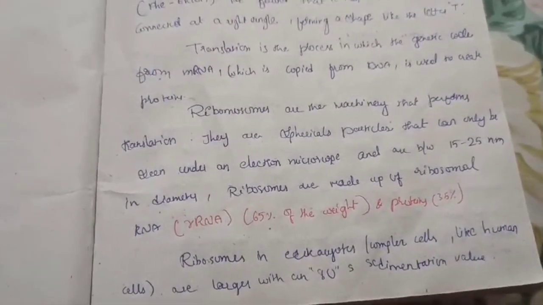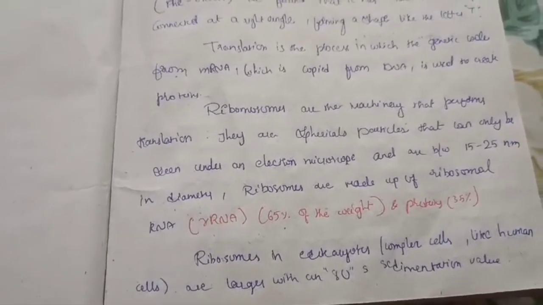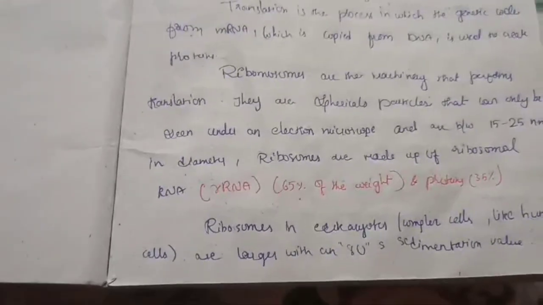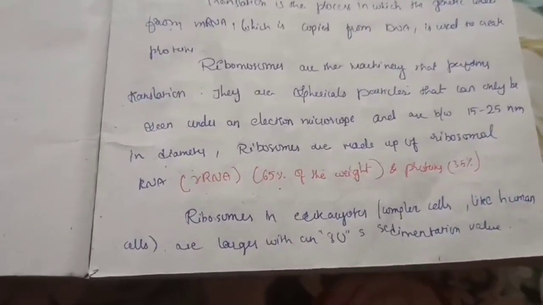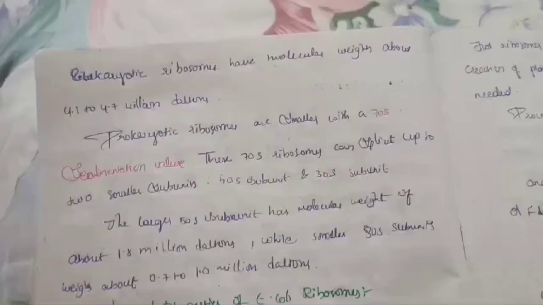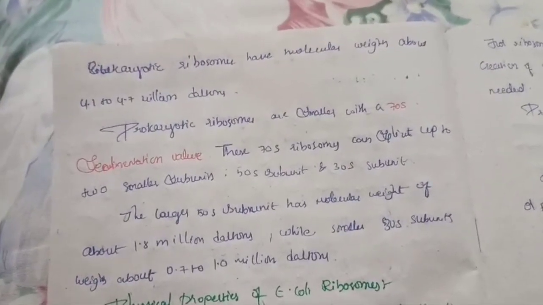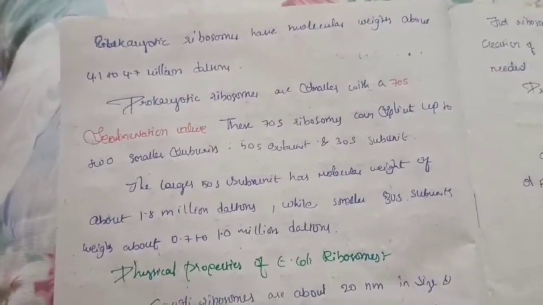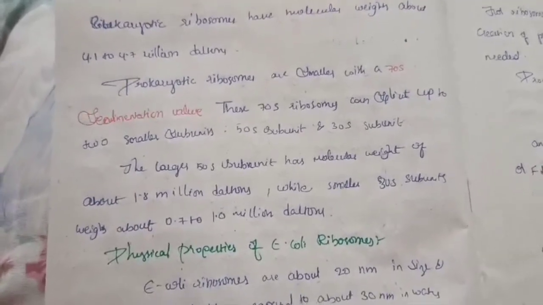Ribosomes are made of ribosomal RNA. The rRNA makes up 65% of the weight and proteins 35%. Eukaryotic ribosomes, in complex cells like human cells, are larger with an 80S sedimentation value. Eukaryotic ribosomes have molecular weights of about 4.1 to 4.7 million daltons. Prokaryotic ribosomes are smaller with a 70S sedimentation value.